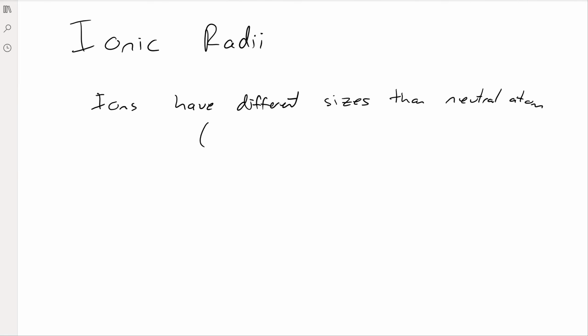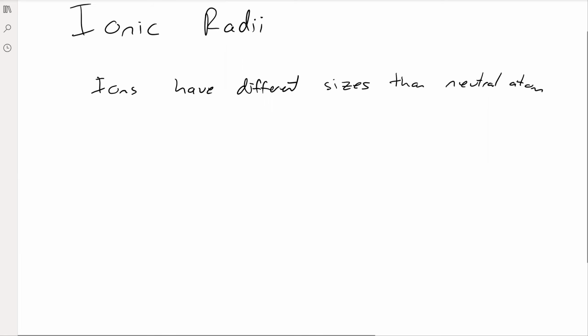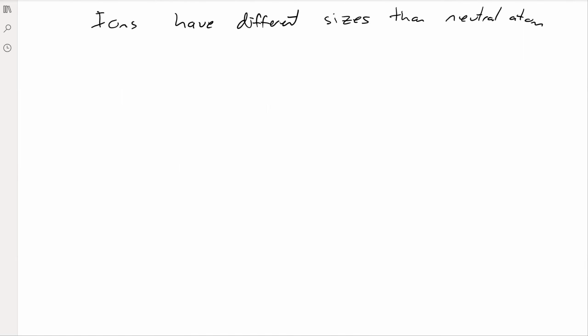All right, so we took a look at the size of neutral atoms, but ions are also going to be different sizes than their neutral atoms. So ions have different sizes than the neutral atom. And that makes sense because electrons determine the volume of the atom, and ions have different amounts of electrons than our neutral atoms, so obviously they're going to have different sizes. So let's see what happens to the size of the atoms when we add or take away electrons.